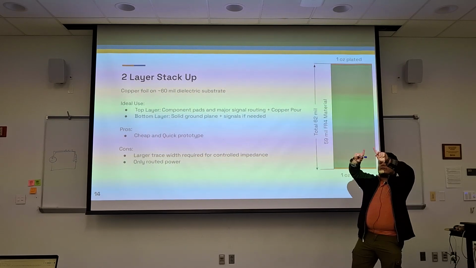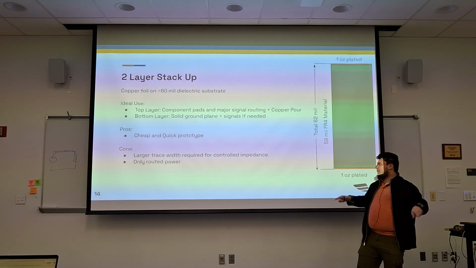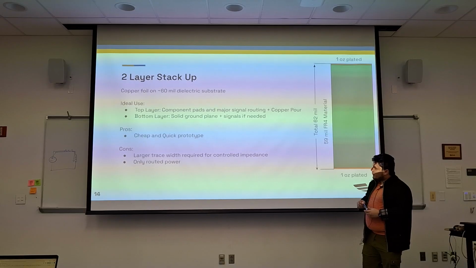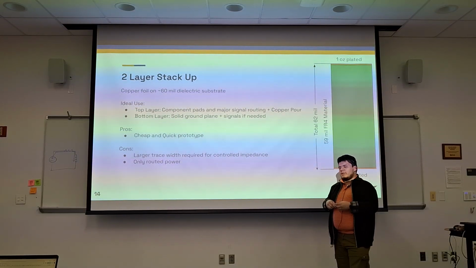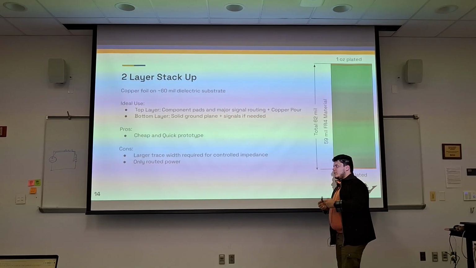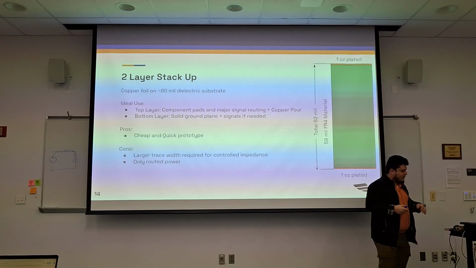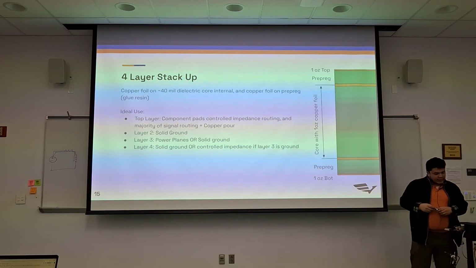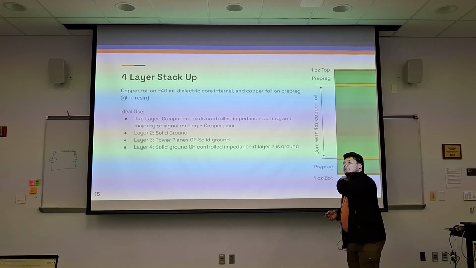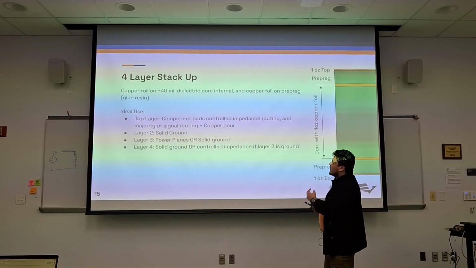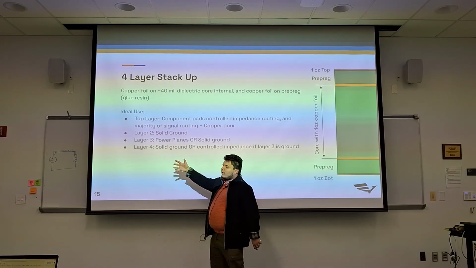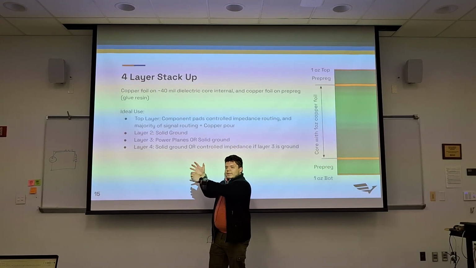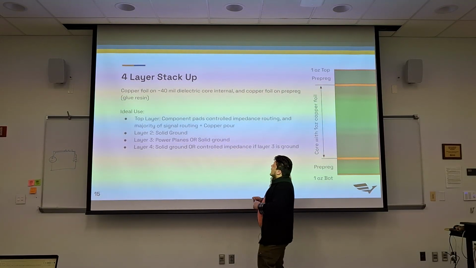Because you have such large electromagnetic dissipation, it's a lot harder to really control your signal integrity. You can get pretty good, but we can do a little bit better. And that's where we have a four-layer stack up. Originally, I remember when I was first designing my first board, it was a four-layer stack up, and I imagined all four layers to be equidistant. But that is not the case.